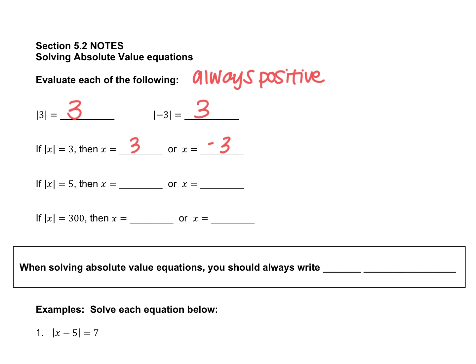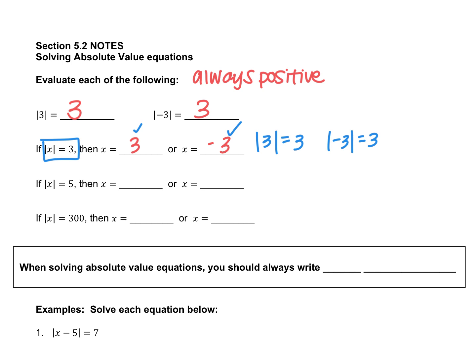Let's say I was substituting in with this equation right here. If I did the absolute value of 3, I get 3, so x equals 3. But if I do the absolute value of negative 3, I also still get 3. So basically, absolute value has like 2 answers because it could be positive or it could be negative.